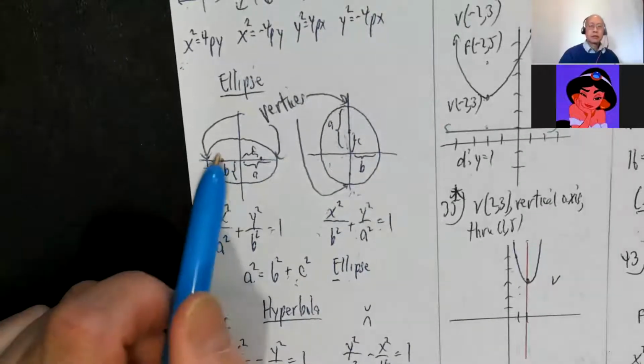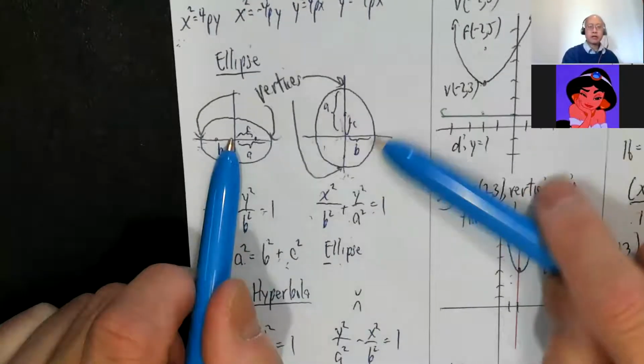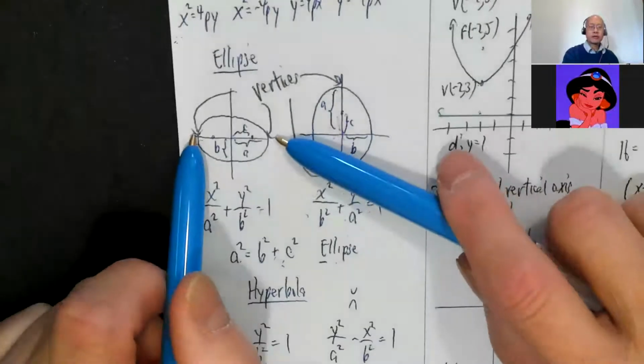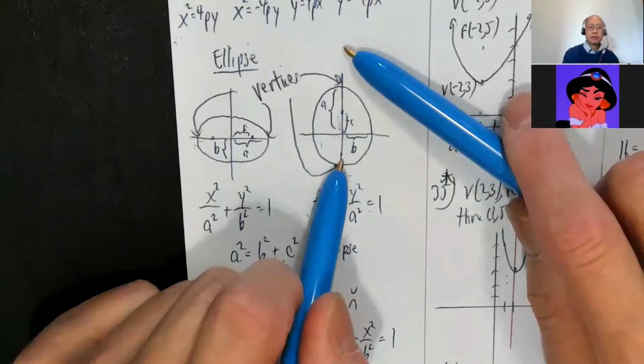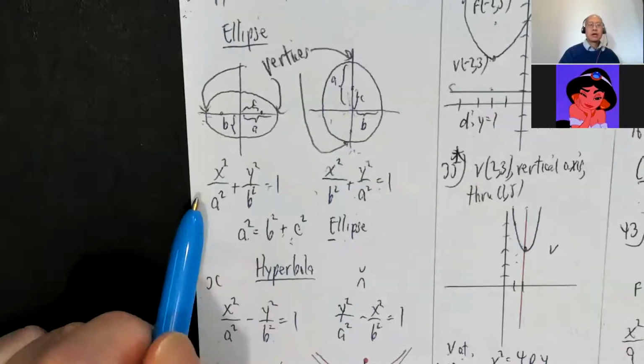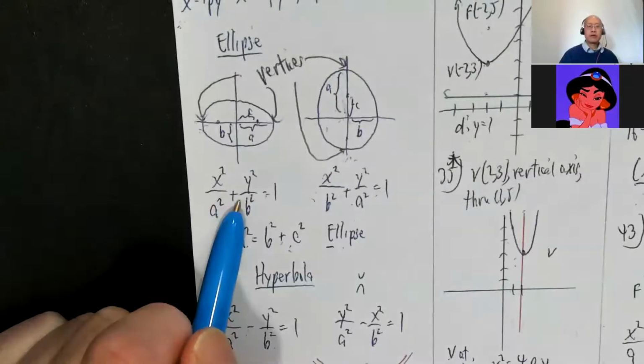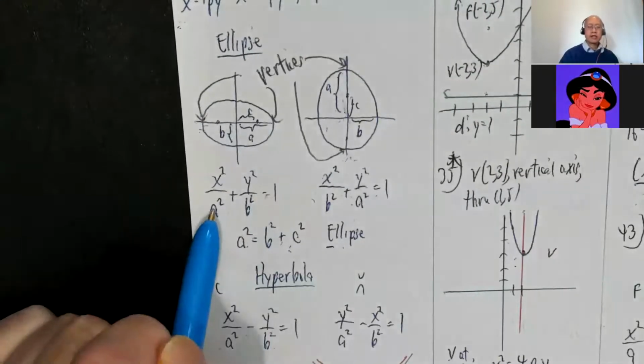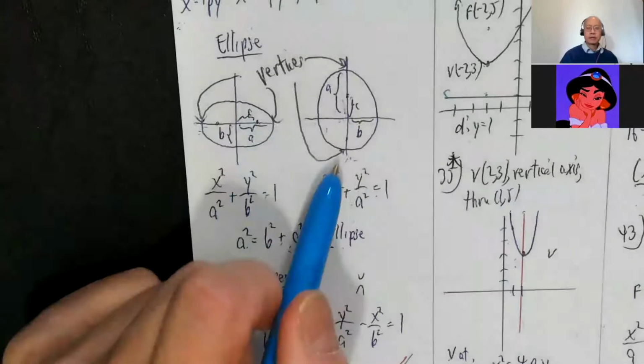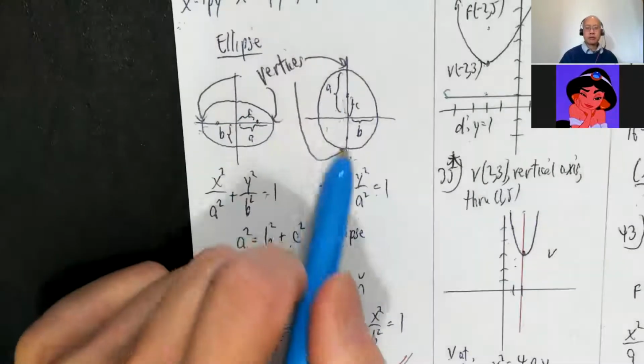Ellipse, bulging either horizontally or vertically. The vertices are the endpoints of the major axis. x squared over a squared plus y squared over b squared equals 1, where a is the larger, goes like this. A is the larger underneath the y, it goes like so.